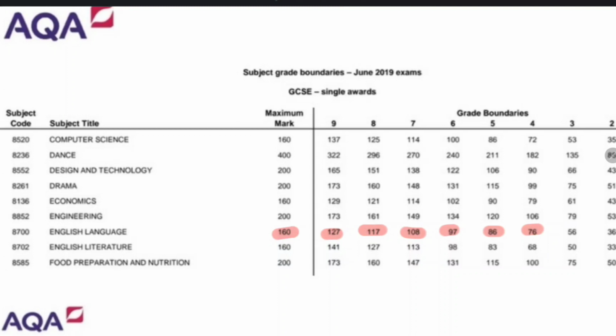And then from grade 7 to grade 8 it was 9 marks. Grade 8 to grade 9 was 10 marks. So on average, like I said, you're looking at 10, 11 marks. So to round up, to make it easy for you all, I would say there's 10 marks. There's a 10 mark difference between each individual grade.